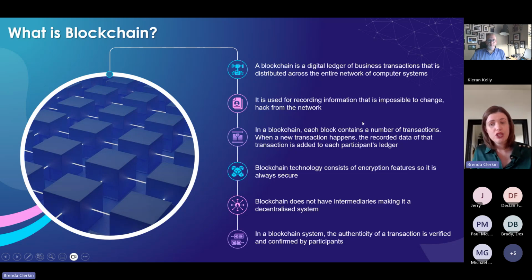It's used for recording information that is impossible to change or hack from the network. There are a number of security features within the blockchain that are very new in comparison to how we store data today. There are things like a consensus mechanism, which I'll talk about shortly. There are digital fingerprints, there are security mechanisms like hashes, digital IDs, and addresses that help keep the information within the blockchain very, very secure.